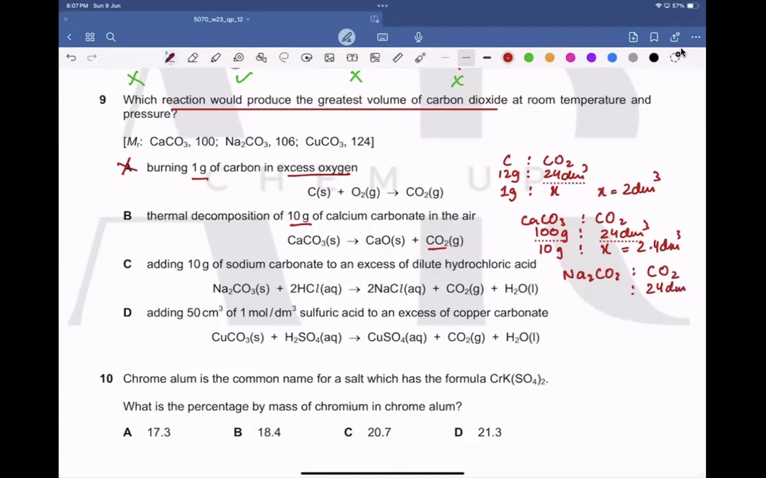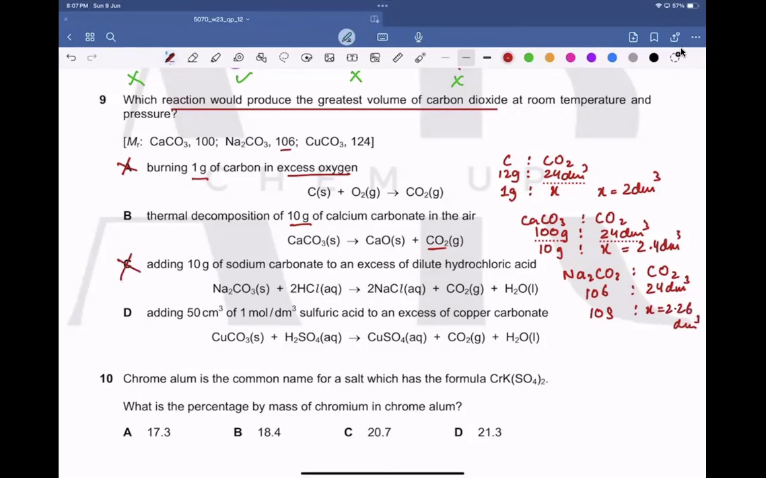So 24 decimeter cube. And sodium carbonate MR is 106. They have given you over here. So if 10 gram is used, then 24 multiplied by 10 divided by 106. So I'm getting 2.26 decimeter cube. So see, the volume is lesser than option B. So C goes wrong as well.